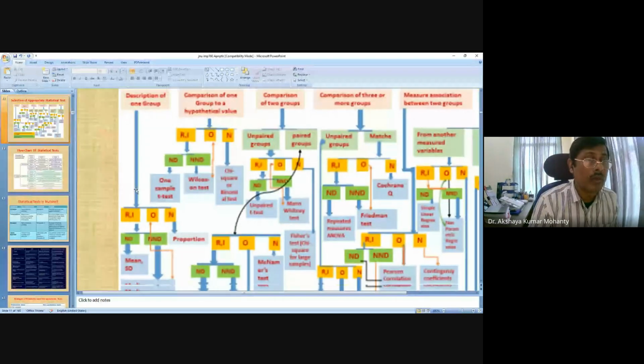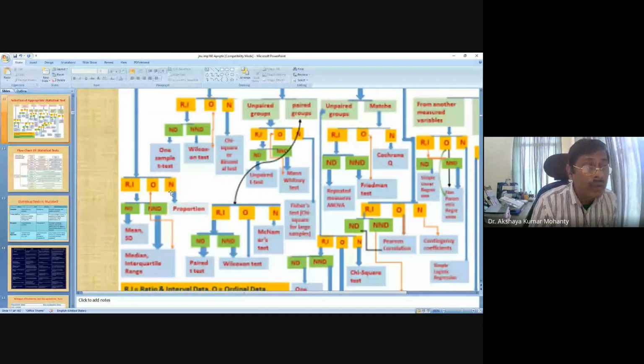Description of one. So now what is left? What is left is N, meaning the categorical or nominal data set. If that one group has categorical or nominal data, you can go for proportions.